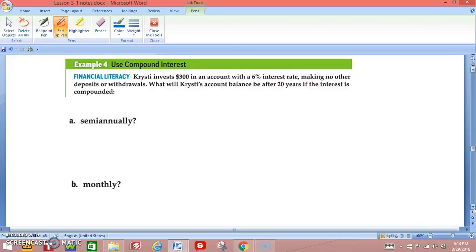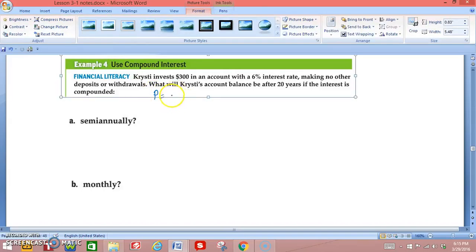Okay. Alright, so on example 4, there's 3 parts, A, B, and C. Christy invests $300 in an account with a 6% interest rate, making no other deposits or withdrawals. What will Christy's account balance be after 20 years if the interest is compounded? And we're going to see what it would be if it's semi-annually, monthly, and then daily. So basically, she's going to put $300 in there and then just let it sit and draw interest. She's not going to take anything out and not going to add anything to it. So the principal, the amount being invested, is $300.